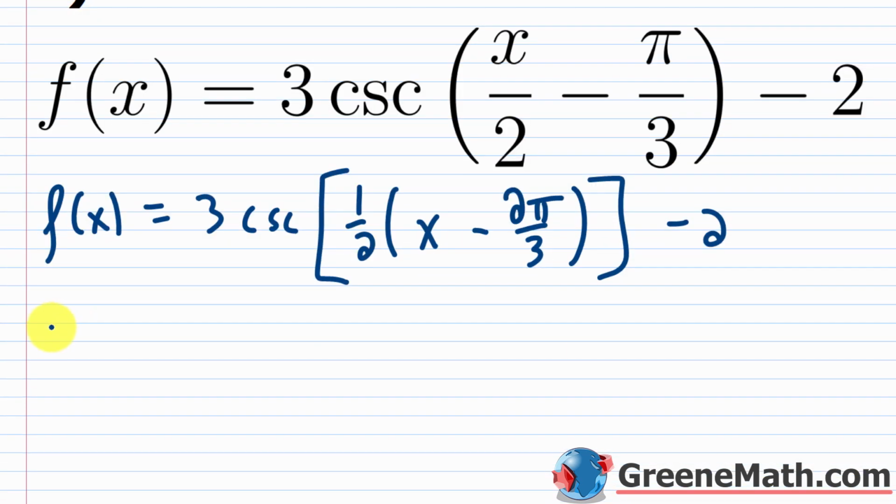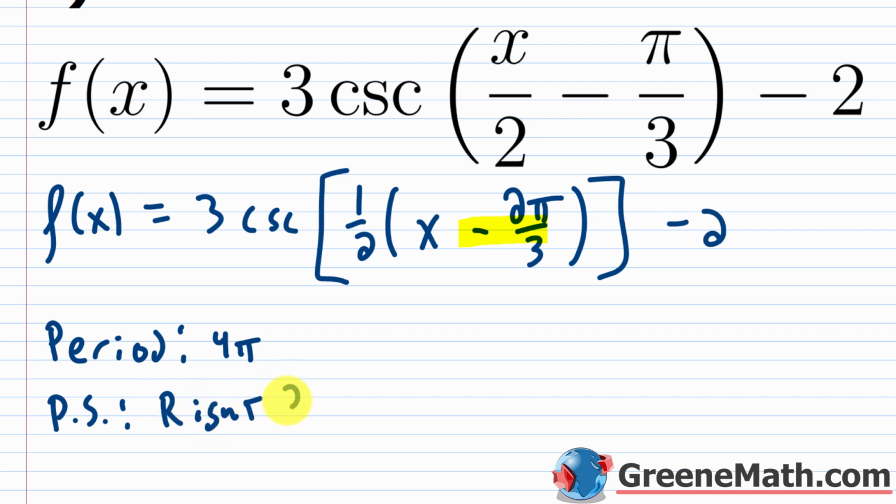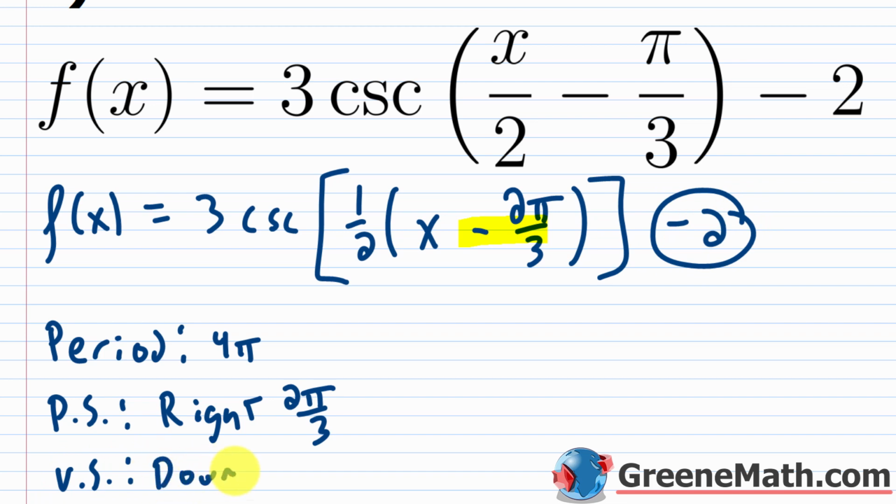Okay, so looking at it, if we want the period, well, we want to go 2 pi divided by 1/2, so that's 4 pi. If we want the phase shift, we're going to come inside here and think about how I undo what's being done to x. We have x minus 2 pi over 3, so I want to add 2 pi over 3 to undo that. So that means I'm going to the right 2 pi over 3. And then lastly, you have your vertical shift, and you're thinking about this minus 2 right here. That's just going to put me down by 2.